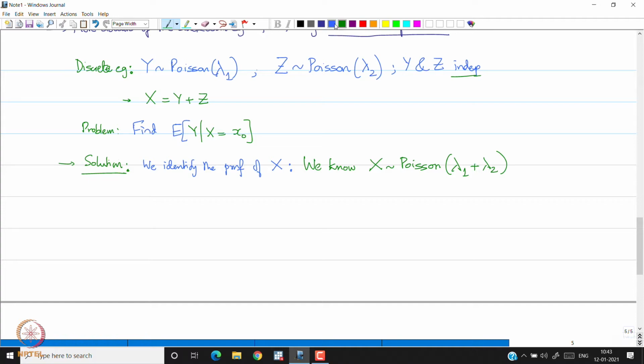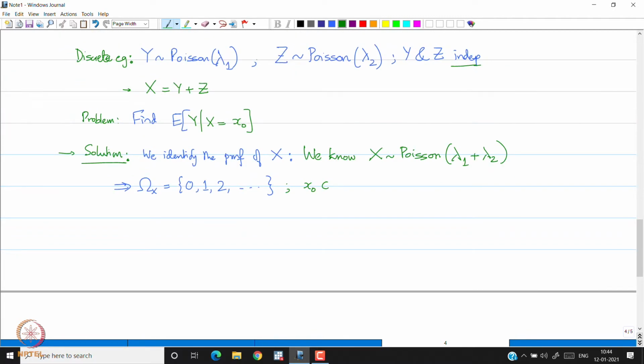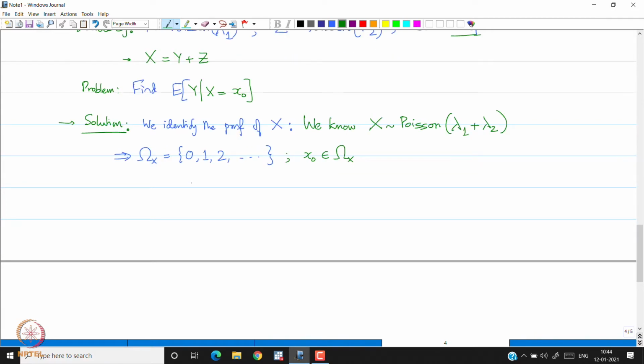What does this mean? This means that omega X, the set of values that X can take, is basically the entire collection of non-negative integers. So, omega X is the set 0, 1, 2, and so on. So x naught can be any one of these numbers. The conditioning value x naught must always be one of the allowed values of X, especially in the discrete case. So, we are given that the sum of these two Poisson random variables Y and Z takes a value small x naught. And the question is to find the conditional expected value of Y given that.